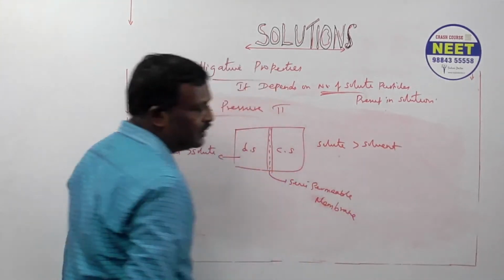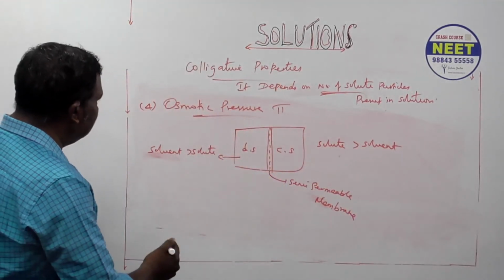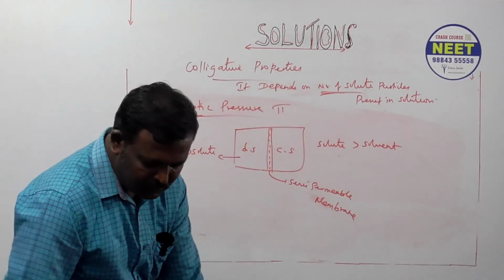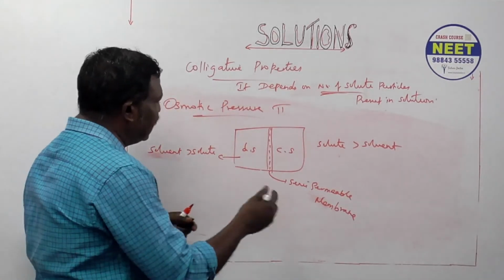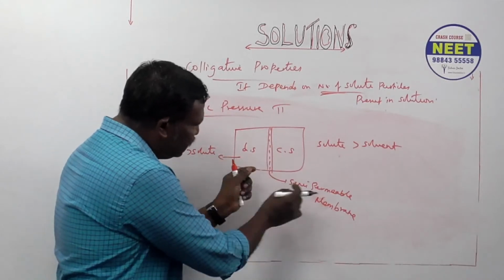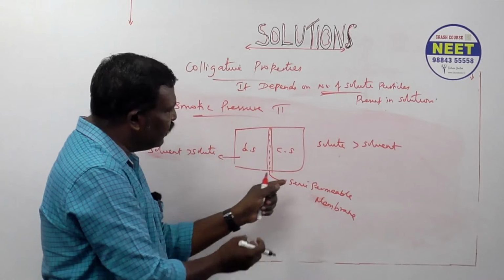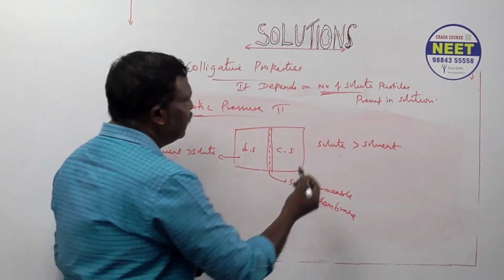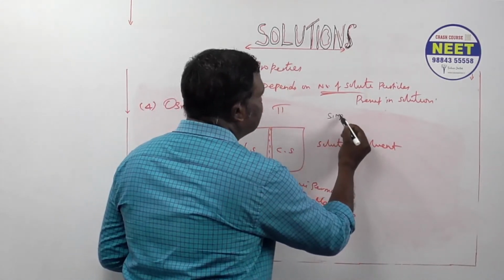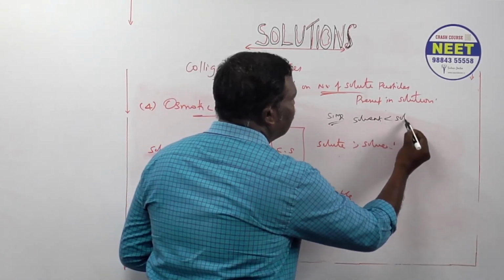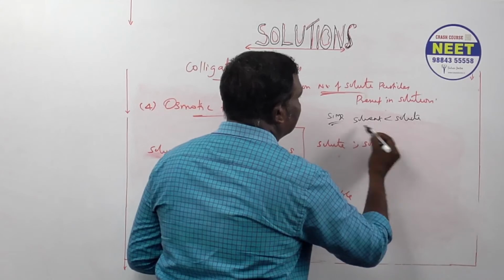But when you compare the size, the membrane has minute pores, minute holes. Through this it can allow only solvent. So when you take the size, solvent is smaller than solute. Keep this in mind. Okay, very important.